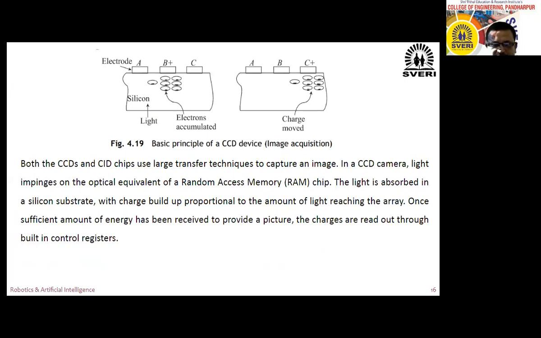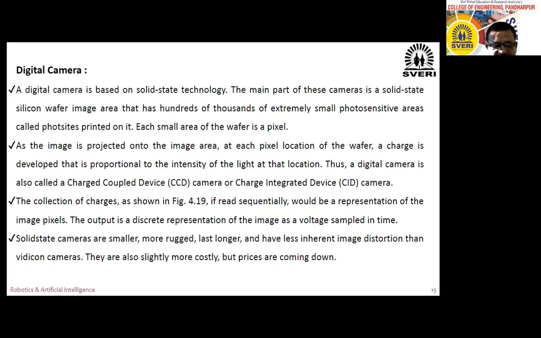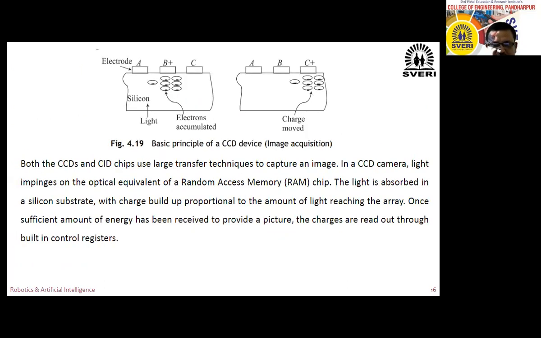Now, basic principles of this CCD camera is what? Charge coupled device or charge integrated device camera, or it is also known as digital camera. See that this is the electrode A, B, and C. This is the silicon wafer. Light falls, then these electrons get accumulated and this charge is moved to C.